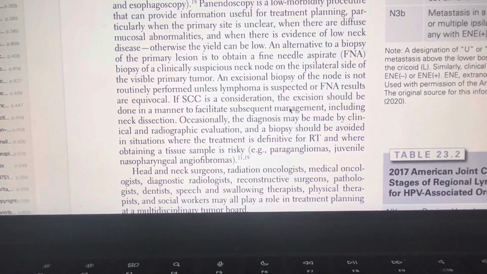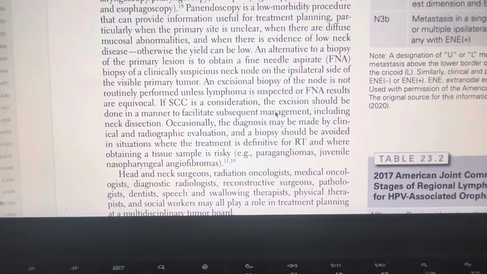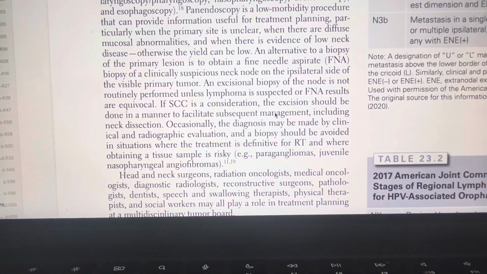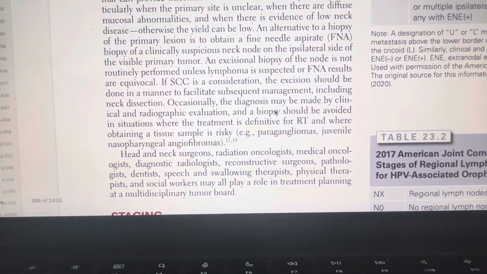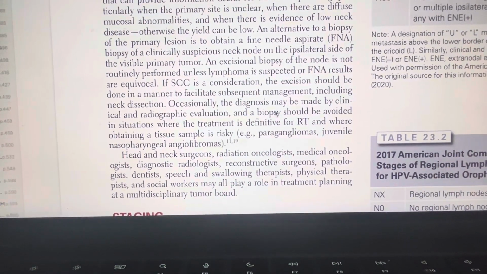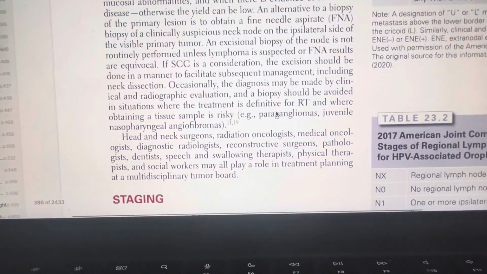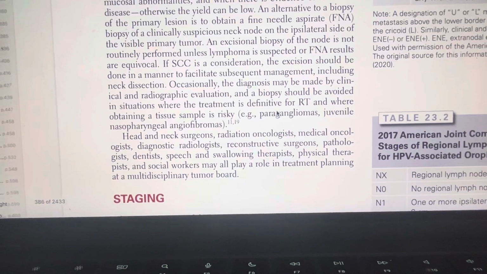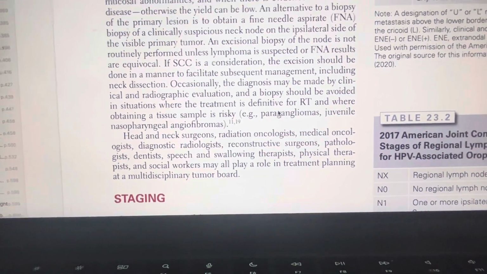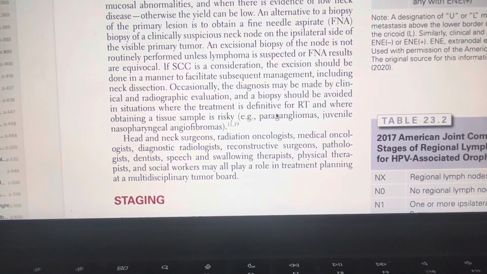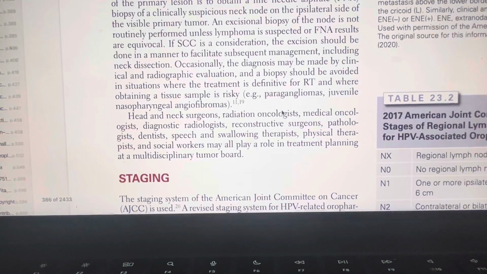If squamous cell carcinoma is a consideration, the excision should be done in a manner to facilitate subsequent management, including neck dissection. Occasionally, the diagnosis may be made by clinical and radiographic evaluation, and a biopsy should be avoided in situations where the treatment is definitive RT and where obtaining a tissue sample is risky, like in paraganglioma or juvenile nasopharyngeal angiofibromas.